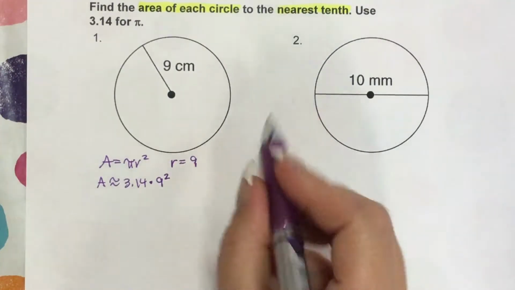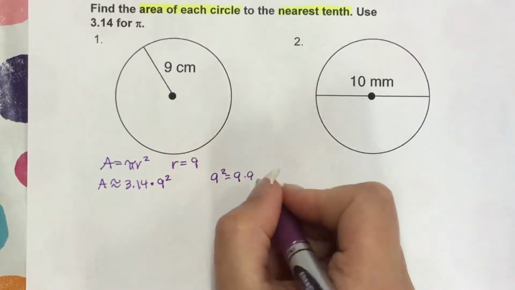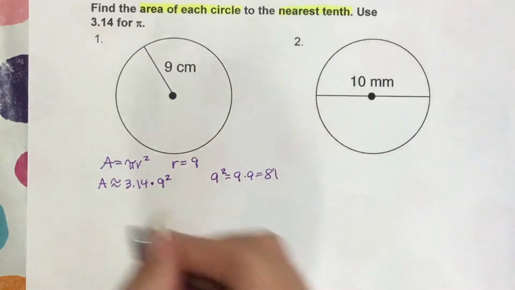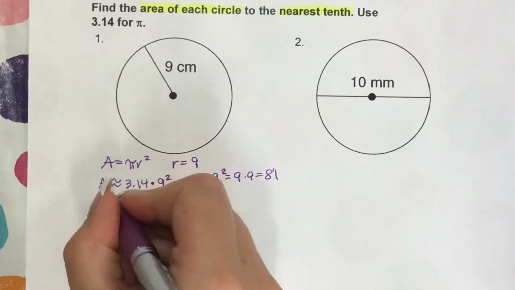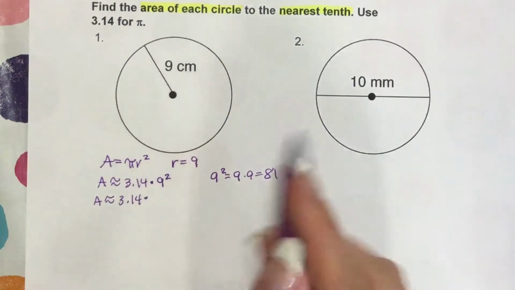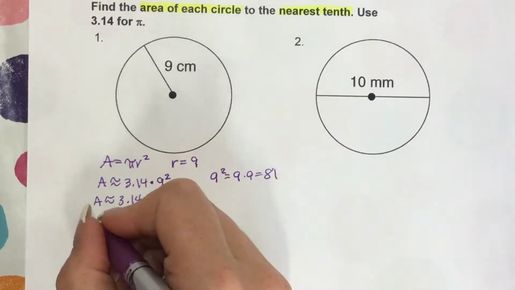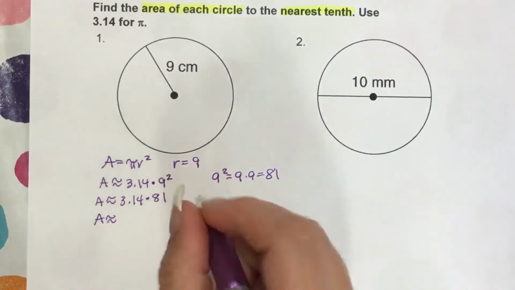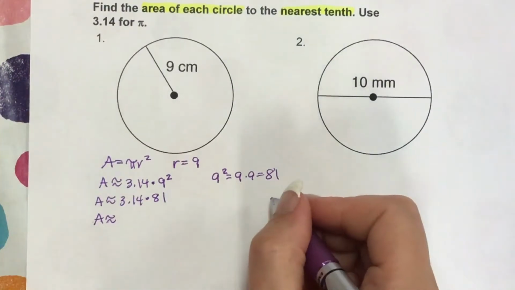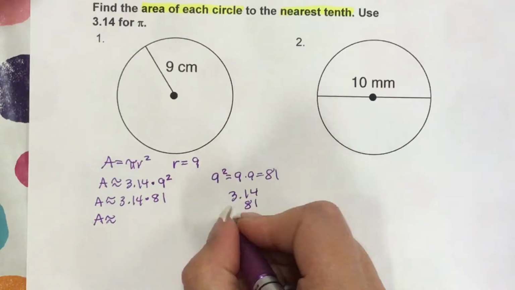Now remember, 9 squared is the same thing as 9 times 9, which is 81, okay? So we have area is approximate to 3.14 times 9 squared, which is the same thing as 9 times 9, which is 81. Okay, area is approximate. Now we just need to take this little bit off to the side. So we're going to go 3.14 times 81.